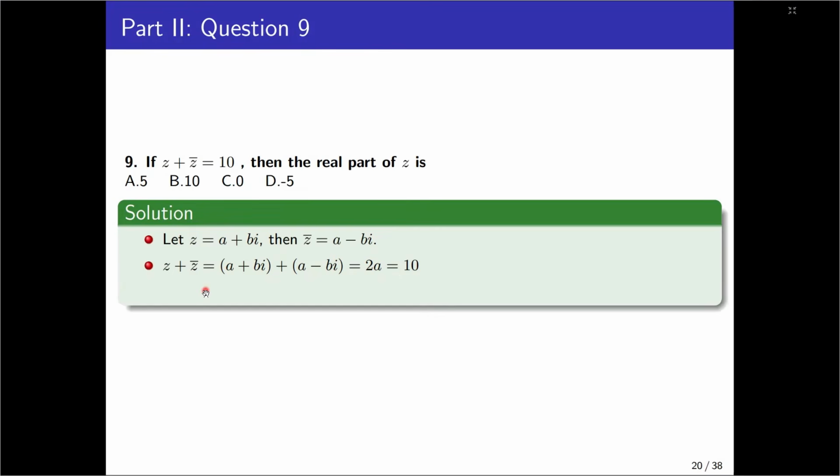We know that the sum of every complex number and its complex conjugate is always twice its real part. So 2a is equal to 10. Dividing both sides by 2, we have a is equal to 5, so that the real part is 5. Therefore, the correct choice for this one is A.